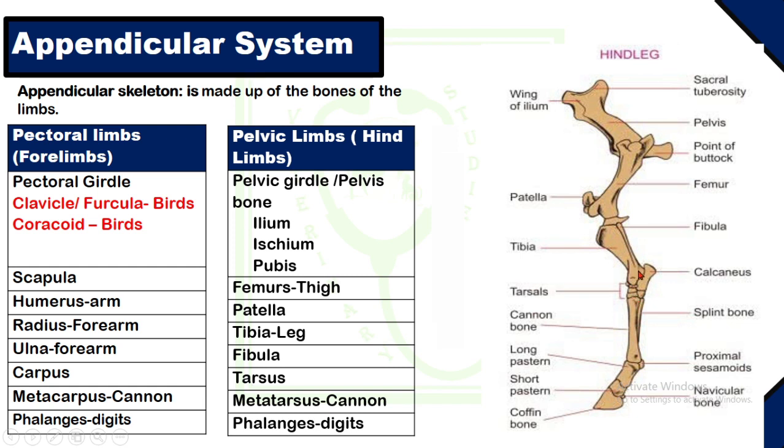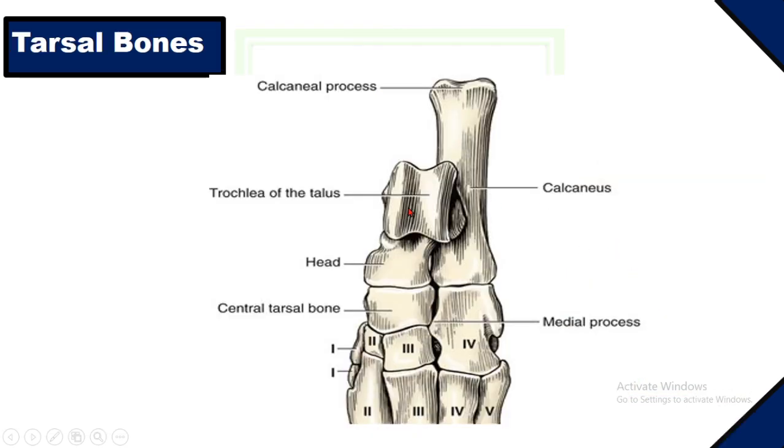and these are the small bones called tarsal bones. The arrangement of tarsal bones in cattle is, this long one is the calcaneus bone, this small one is the talus bone, and this one is the first tarsal bone, this one is the second tarsal bone, this one is the third tarsal bone, and this one is the fourth tarsal bone.